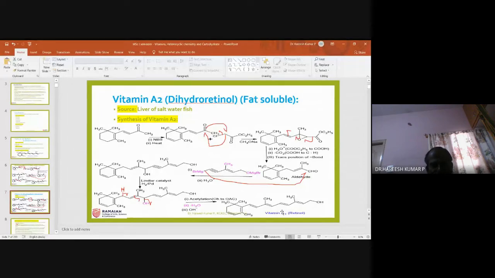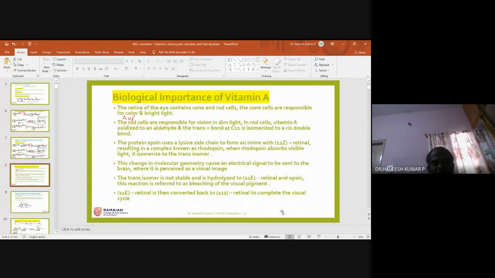So now I will move on to the biological importance of vitamin A. So this is the biological importance. I think you know that the mechanism of vision. The application of biological importance of vitamin A is nothing but vision. Mechanism of vision more particularly.